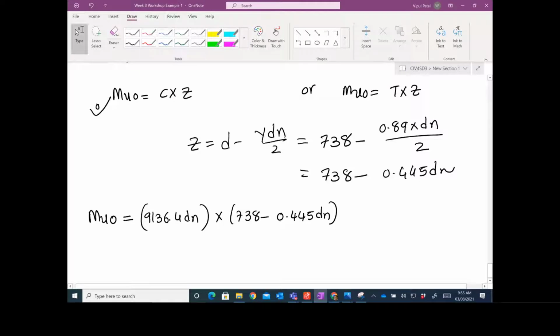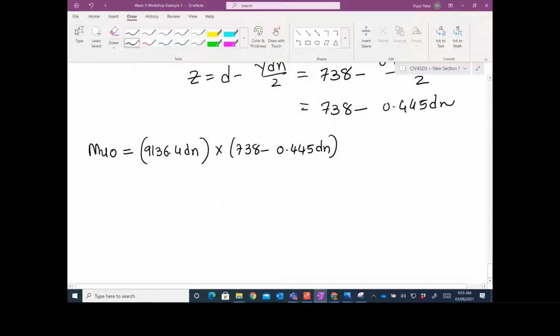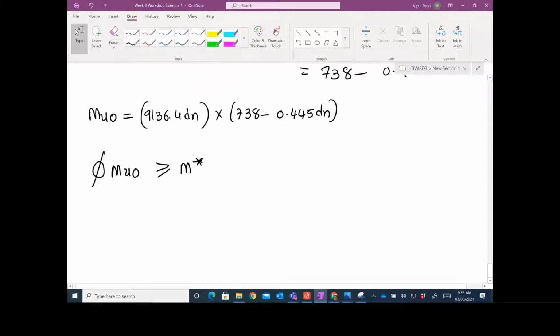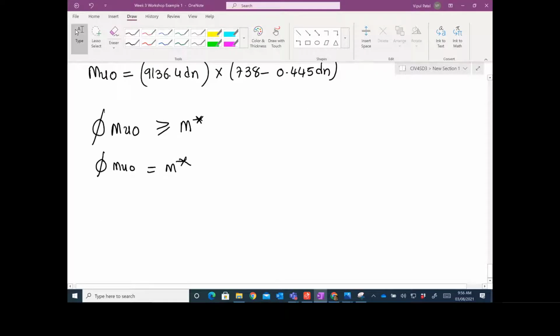Right? Now this is an equation. Now we need to calculate this Muo. Now this is a requirement: the capacity of your beam should be greater than or equal to M star. I told you at the start of our workshop that the capacity of your beam is a strength requirement. The strength requirement says the capacity of your beam should be greater than this design moment, which comes from the bending moment. Now this greater than sign we can also make equal to, to simplify our mathematics.